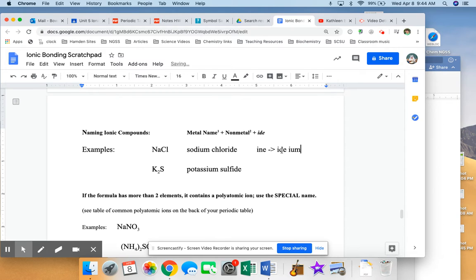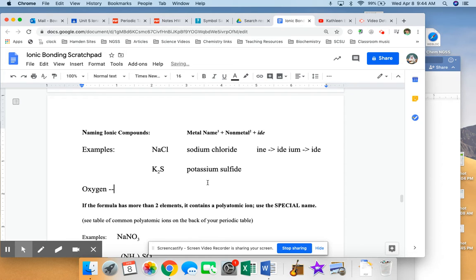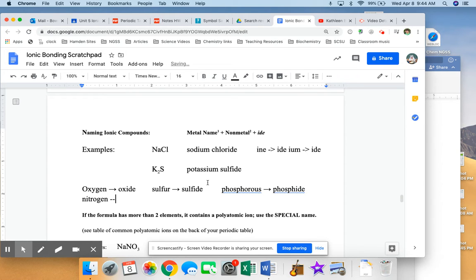Anytime you have an ium, it changes to an ide ending. Let's say, for instance, you have oxygen. That becomes oxide. If you have sulfur, that becomes sulfide. If you have phosphorus, that becomes phosphide. If you have nitrogen, that becomes nitride. All of these change to ide endings.